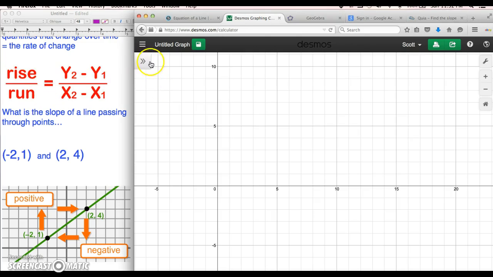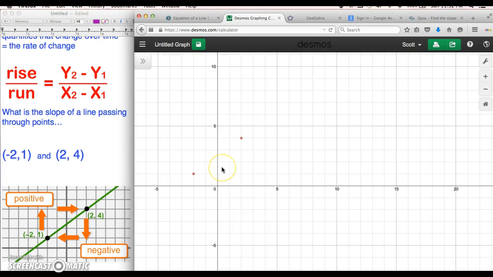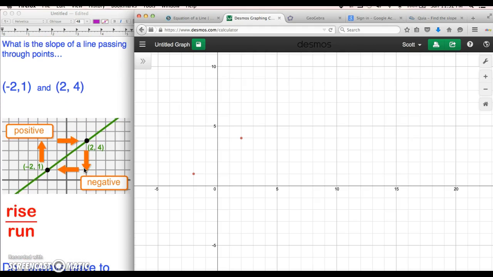I'm going over to Desmos and I'm going to hit this tab. Under this tab, when this pops out, I can put in those 2 points, -2, 1 and 2, 4. Put a comma in between these 2 points to let them know that these are 2 points that we're working with. And there we go. I'm going to hide my list here, and then I can see that it has made my 2 points. Next, I'm going to blow this up a little bit.